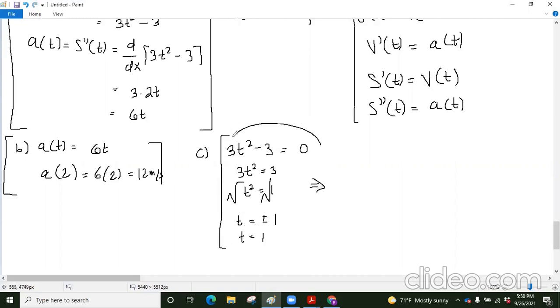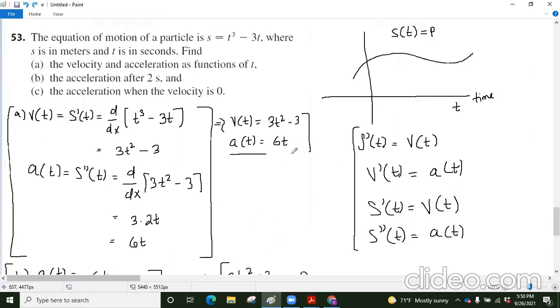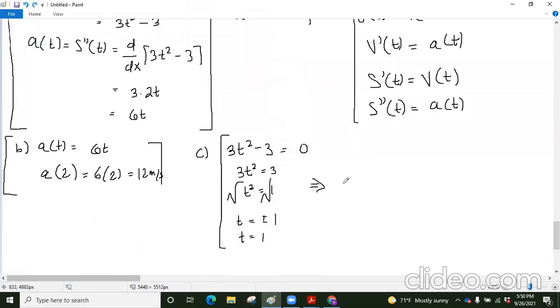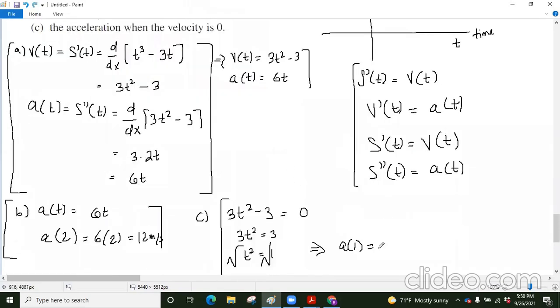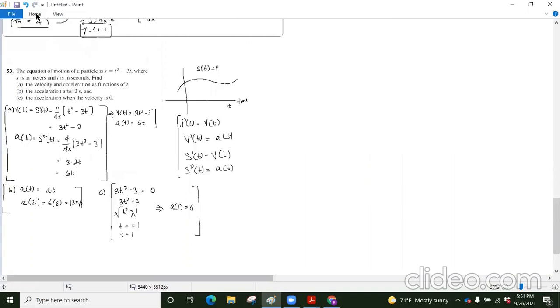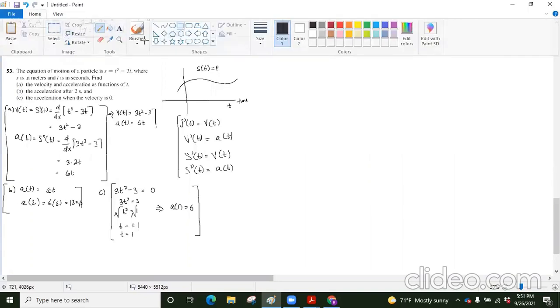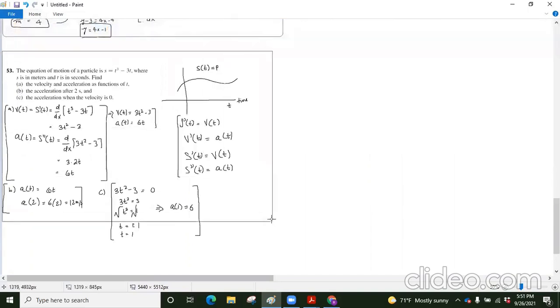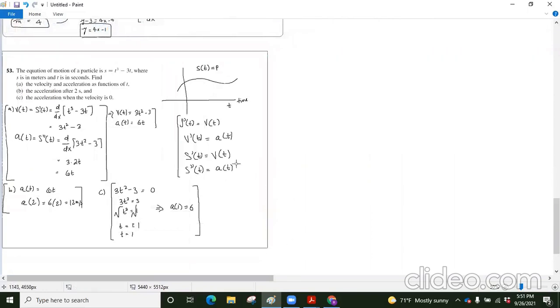And then it's saying that when the velocity is 0, what is the acceleration? When the velocity is 0, time is equal to 1. So just take time and plug it into the acceleration function, 6t, so a of 1, and that is just 6. That's part C, and that concludes part C, or really the question in its entirety.